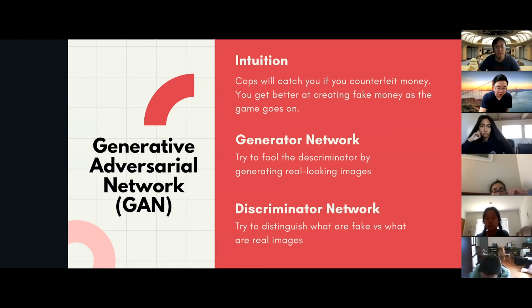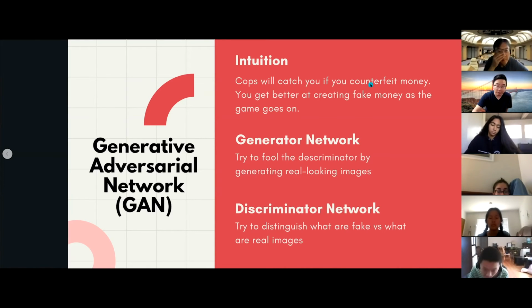But the real star of these algorithms is a thing called the generative adversarial network. We're going to call them GAN. And the intuition is very similar to this kind of game: you have cops who are trying to catch you if you counterfeit money. Once the cops catch you, you should learn from your mistake, and maybe you can make better fake money next time, more realistic money. Then the cops won't be able to catch you next time.